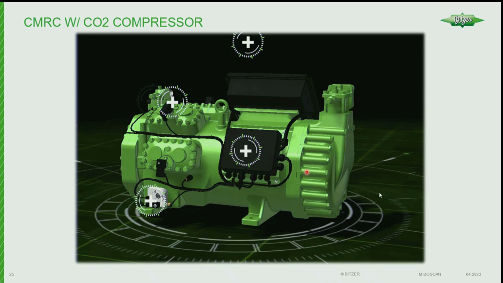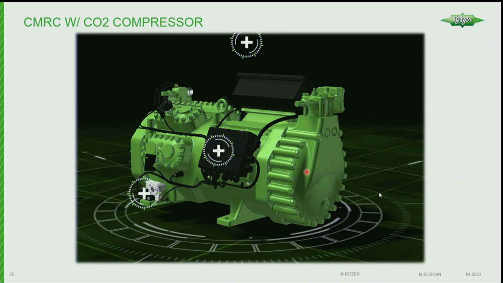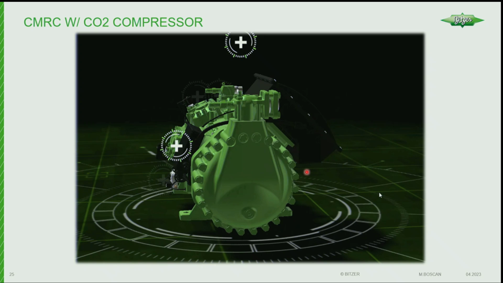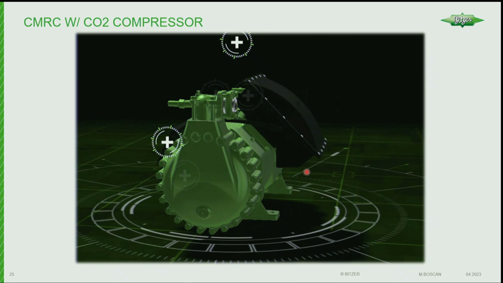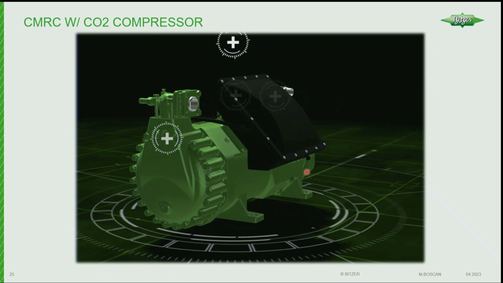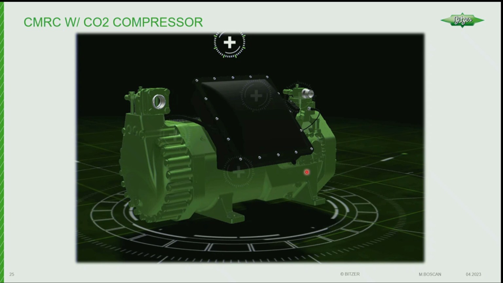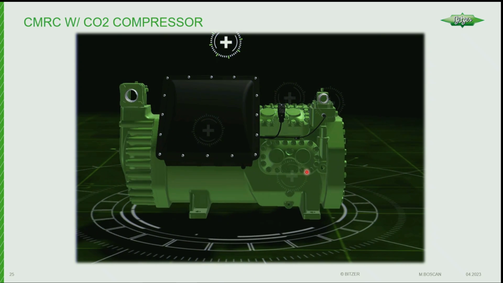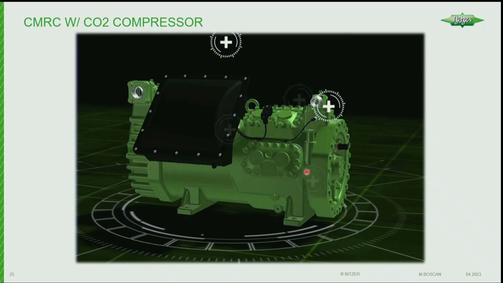So this is our 8-cylinder CO2 compressor. You will probably never see one in a supermarket. It's just way too big for a supermarket. So this compressor actually is 3.5 times larger than our largest 6-cylinder compressor at the moment. The reason I have it up here is to show all the features of the CMRC, because it's the best picture I have.